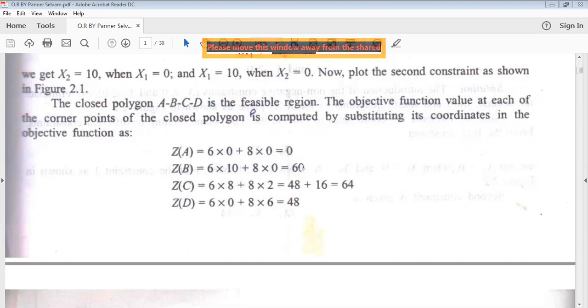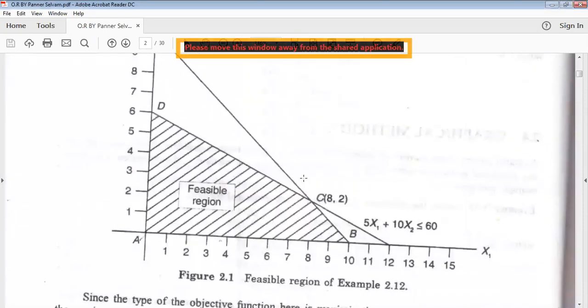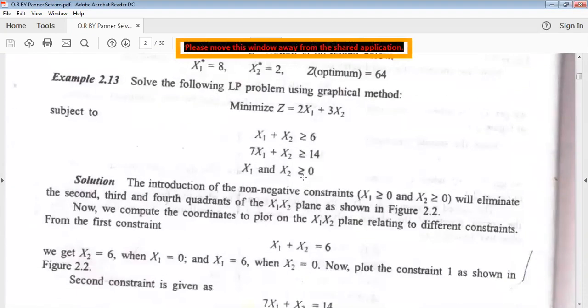So in all the cases, 64 is the maximum. Therefore, Z maximum is equal to 64, and the value of the objective function is 64. Like that, you have to mention. So this is the way you have to identify the particular thing.